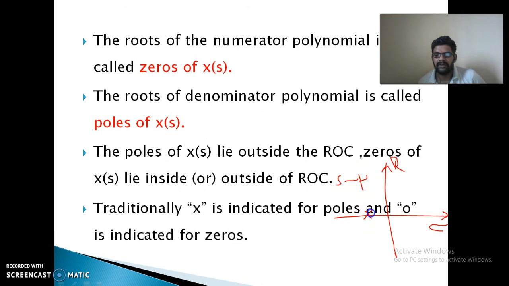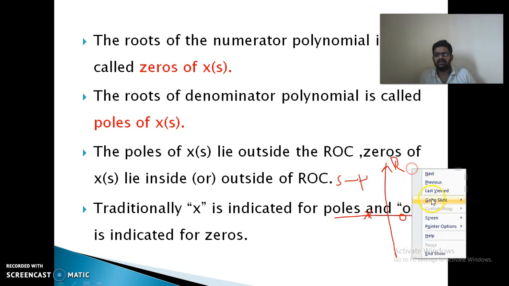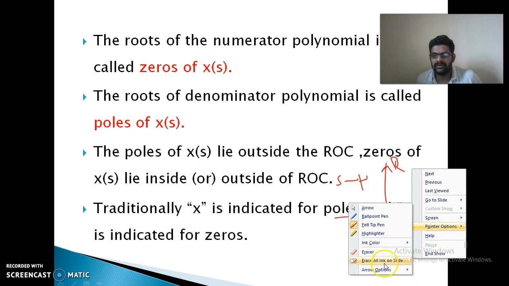Poles are represented by crosses, and zeros are represented by circles, like that. They are usually represented like that.